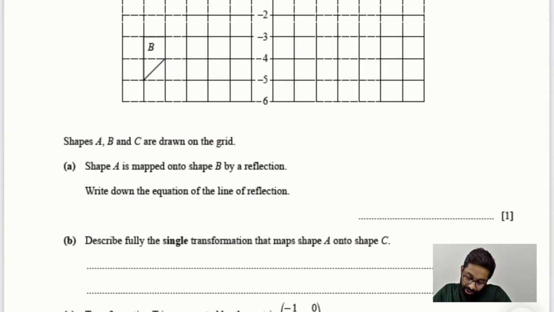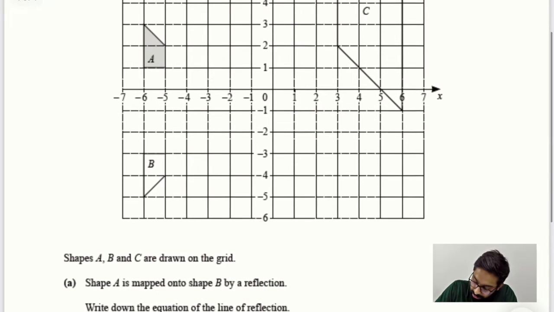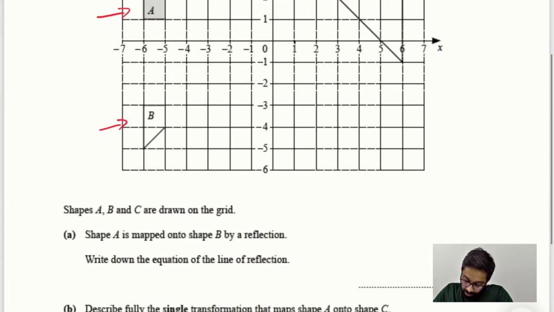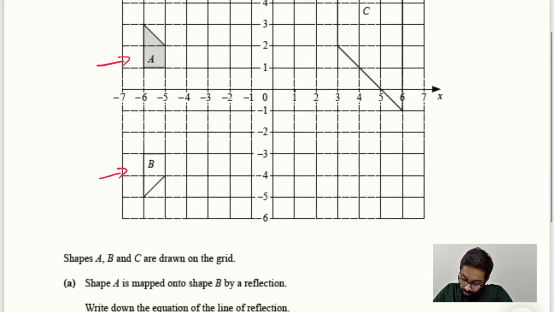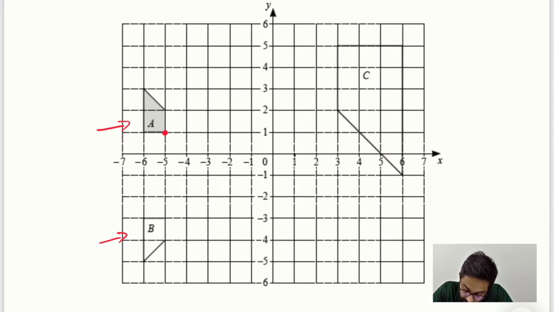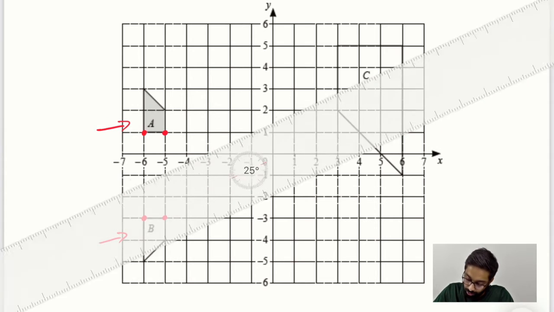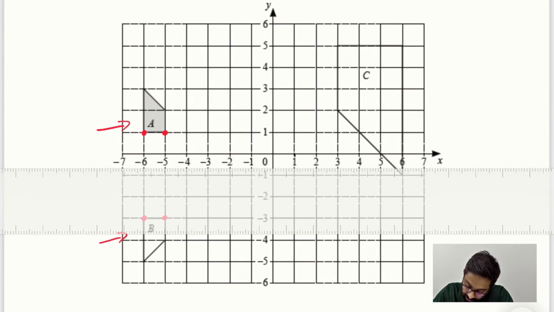Part A says shape A is mapped onto shape B by a reflection. That means this shape is mapped onto this shape by a reflection. Write down the equation of the line of reflection. Okay, so the distance between this point and this point is 4 units. The distance between this point and this point is 4 units. That means the line of reflection would be exactly in the middle of these points. So let's draw that line of reflection first.